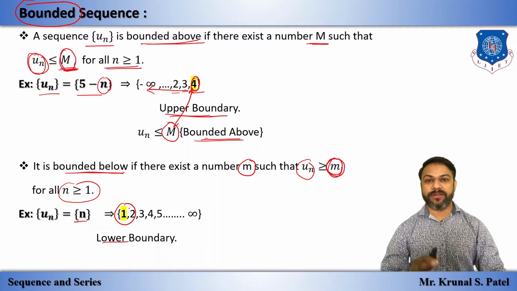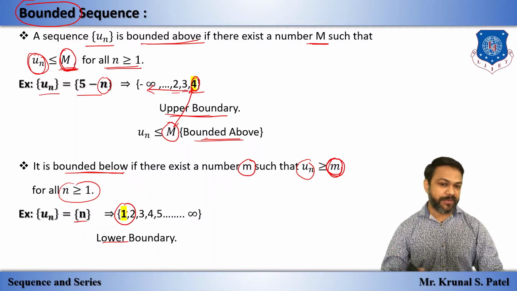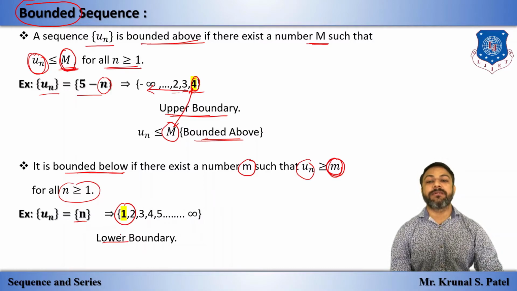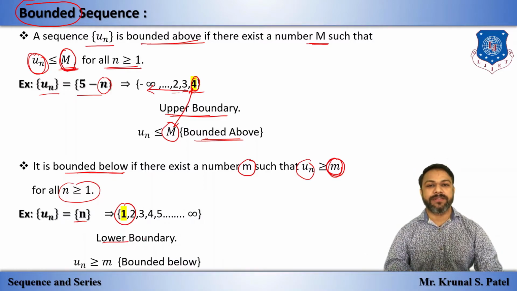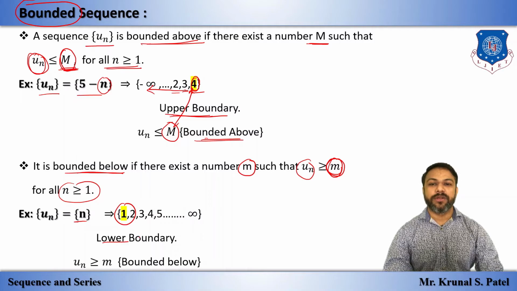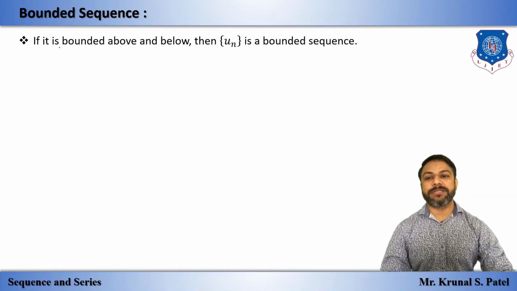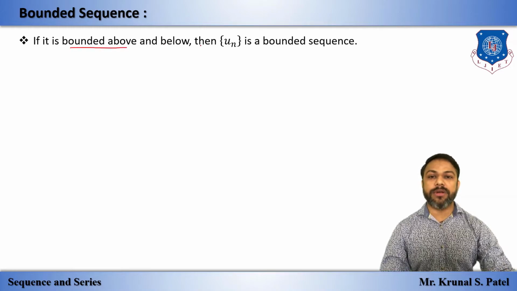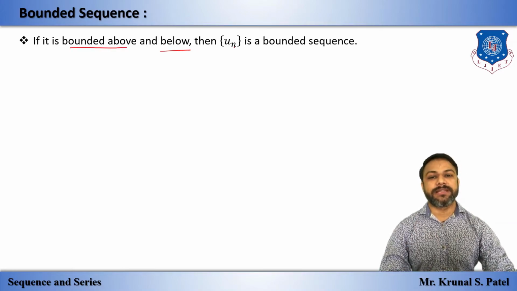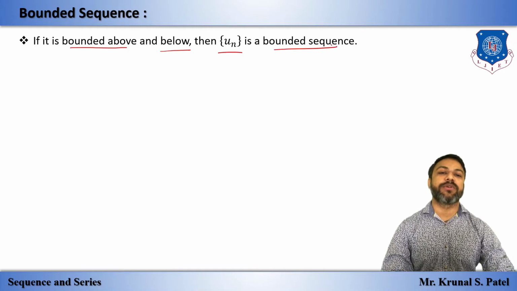Lower than 1, we don't have any value because we are starting from 1. So this is bounded below. This is called bounded below. Now, what is only bounded? That means if it is bounded above and below both, then we can say that un is bounded.